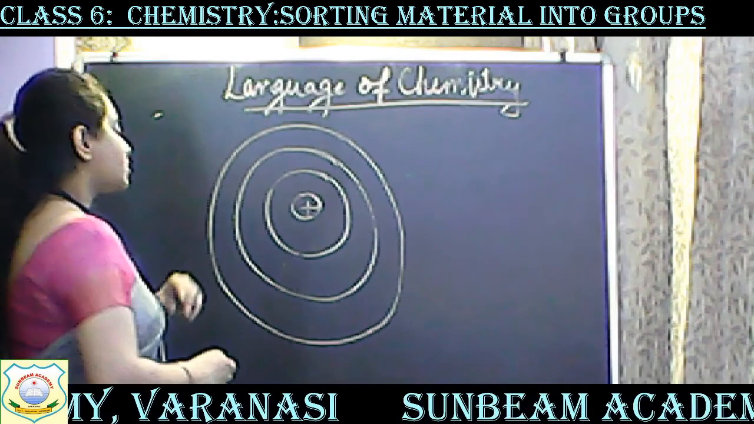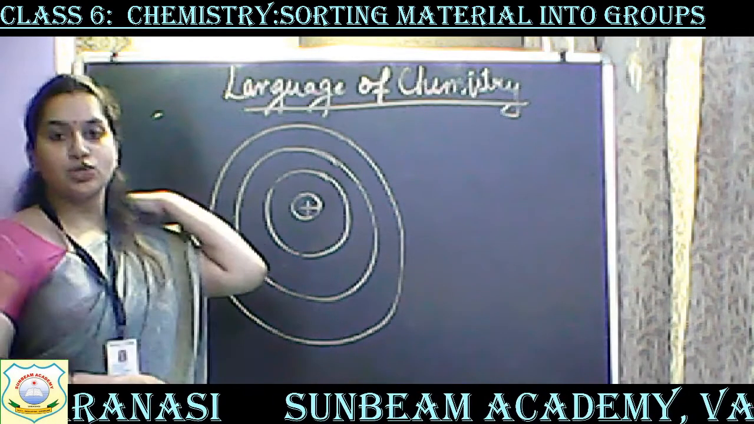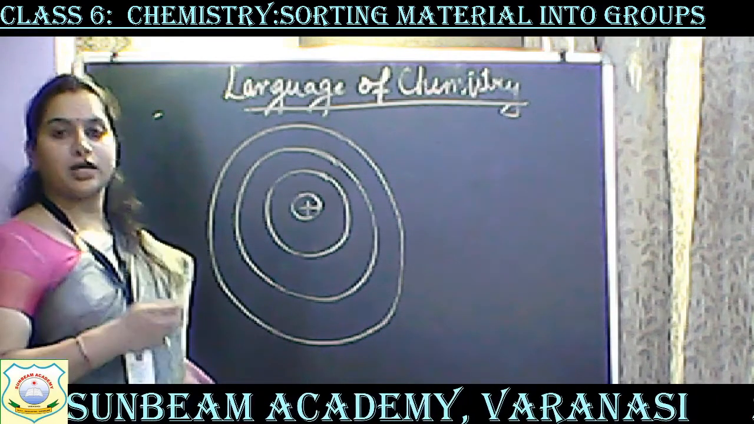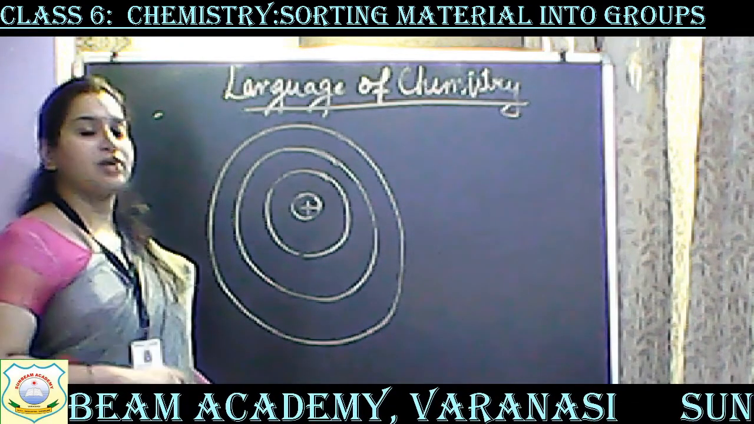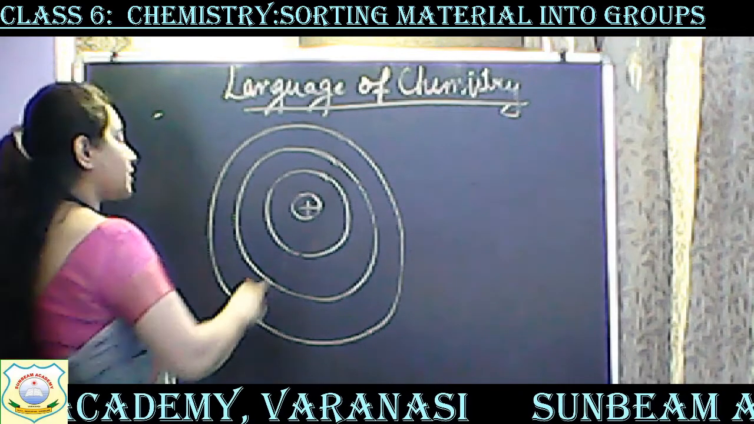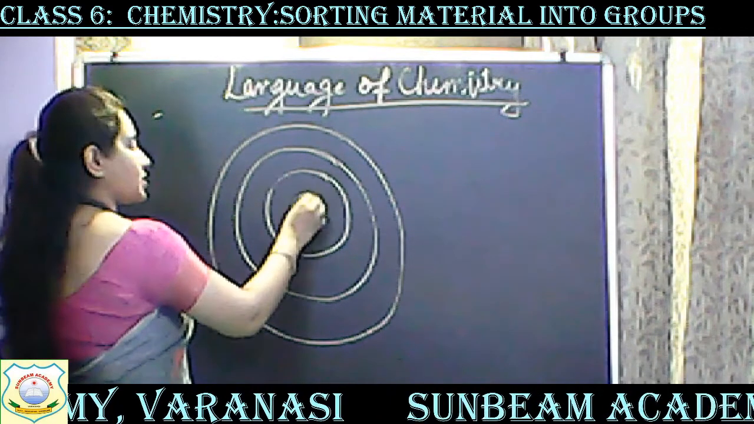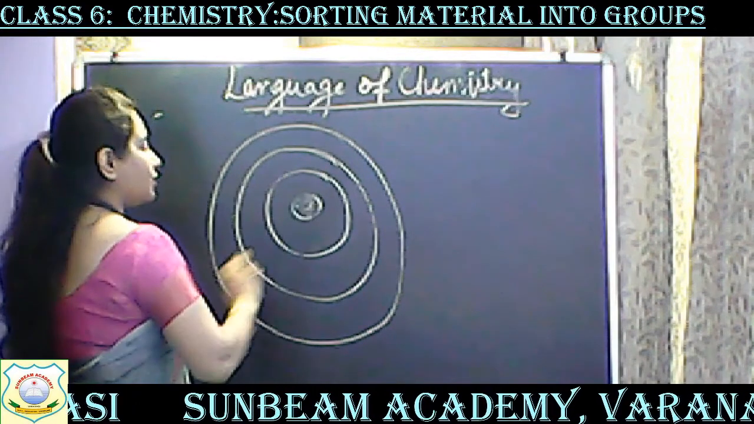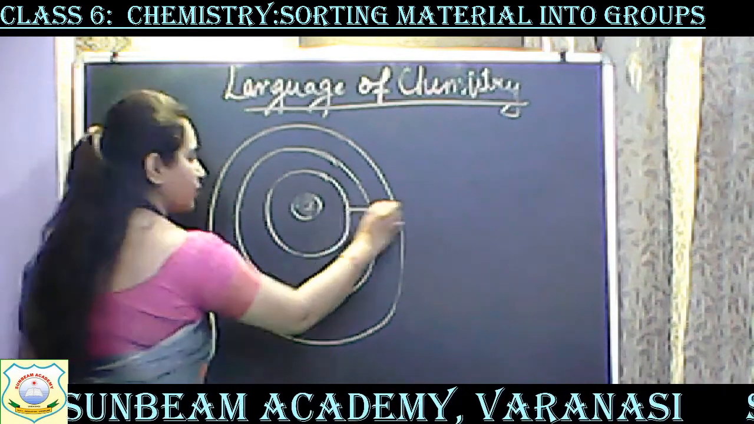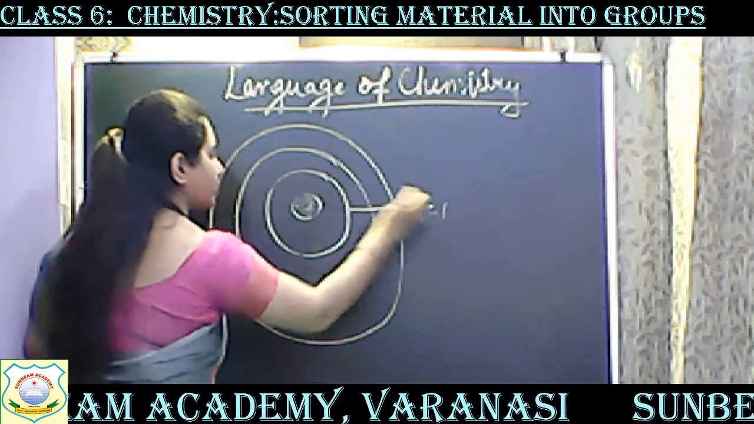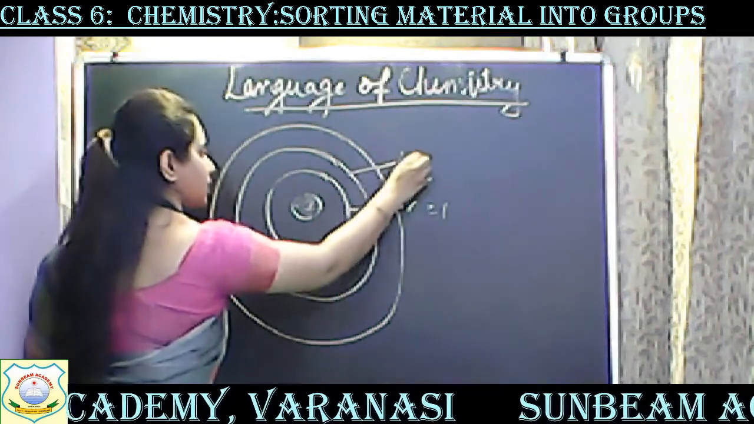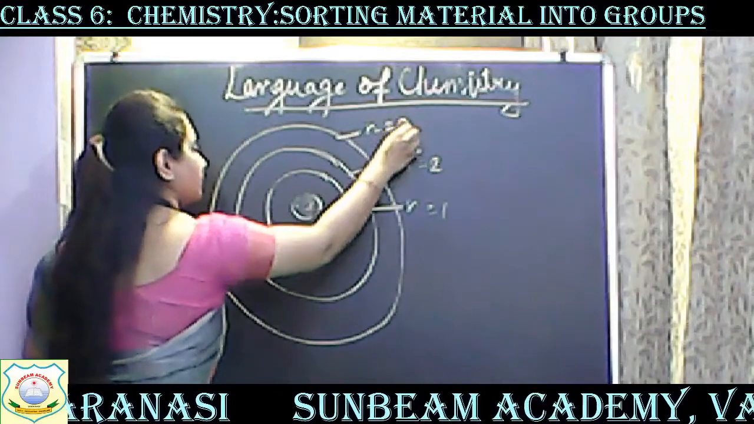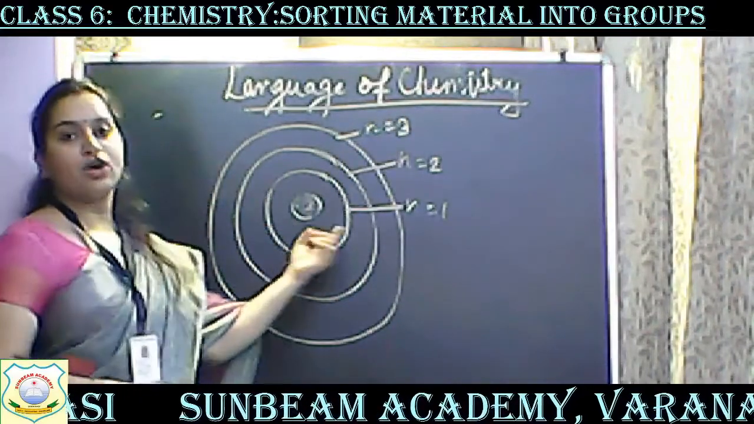As I told you during the discussion of this topic in your Zoom interactive class, I will continue with that again. Children, we have 3 shells. This is the center, that is positive. This is shell number 1, and we take it as n equal to 1. This is shell number 2, n equal to 2. And this is n equal to 3. This is the number of the shell.